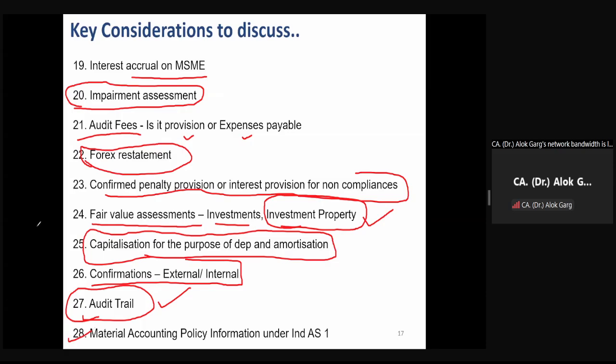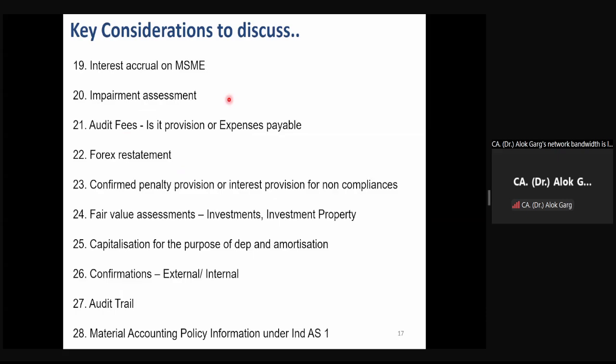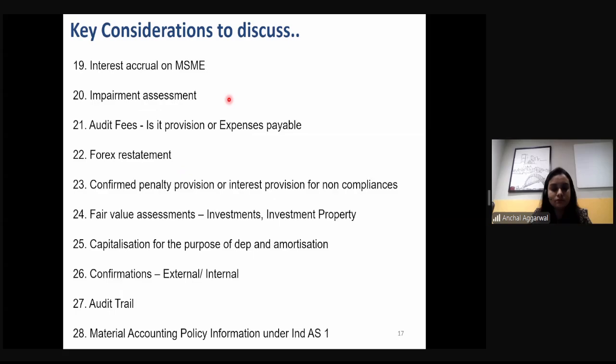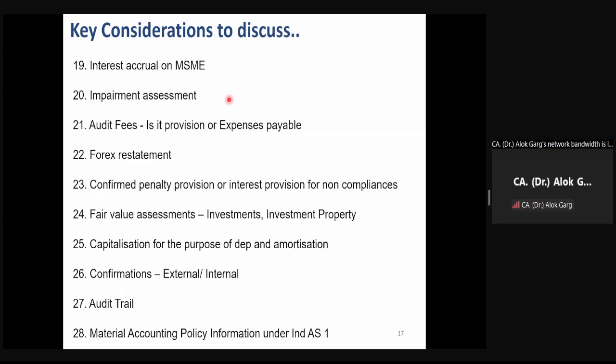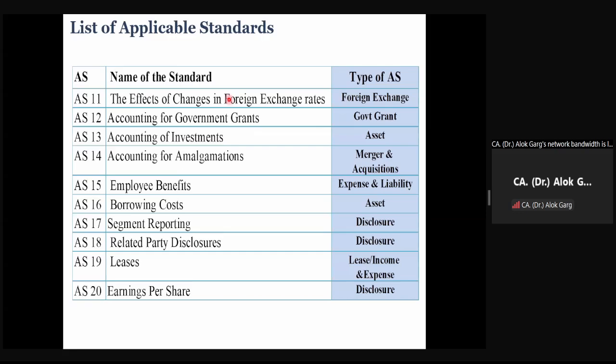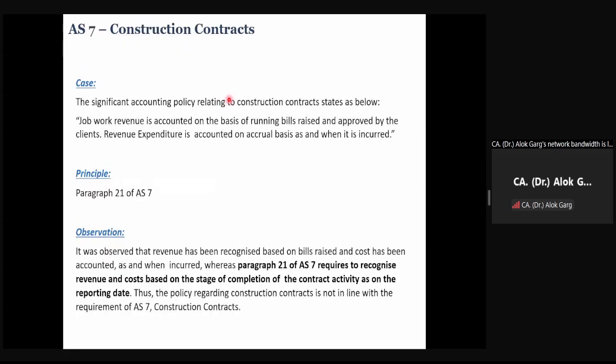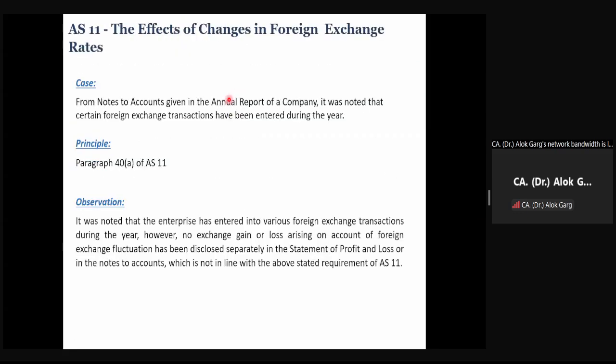So I believe, and in my view, these are the considerations, these are a few aspects which I believe we need to take cognizance of, we need to understand, we need to dwell more on when we are auditing the financial statements. Correct? So this was my takeaway. This is a takeaway for you guys from my side.